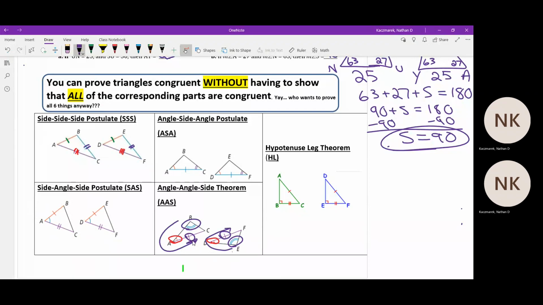Last one we have is hypotenuse leg. If we have a right triangle, and I know that the hypotenuse and the other hypotenuse are the same, the legs are also the same. That's hypotenuse leg. Those have to be congruent. That one's really nice. I only need to know 2 pieces of information. Well, 3 if you include the 90 degree.